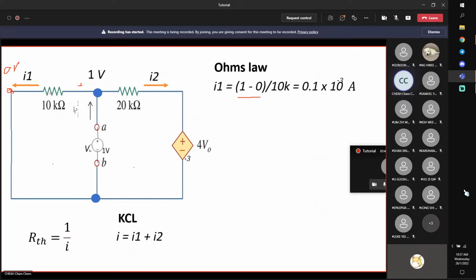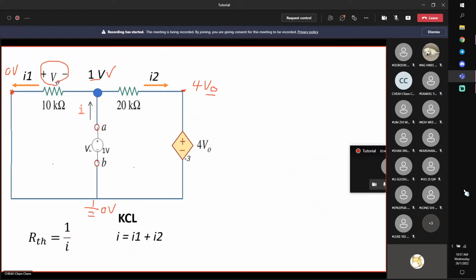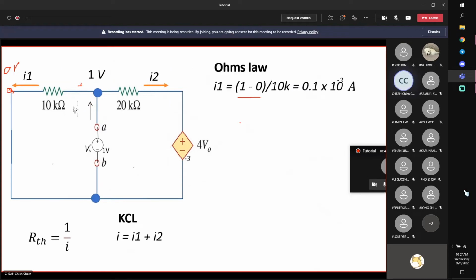Now, in this I1, you do not need to care about this because it is used in I2. So let's move on to I2. I2 is equal to 1 volt minus 4V0, the node voltage, which is the voltage across it, divided by 20K, giving you the current flowing through it. This is my I2, but I have a problem, I have V0 here. Then you trace back, where is V0? V0 is here.